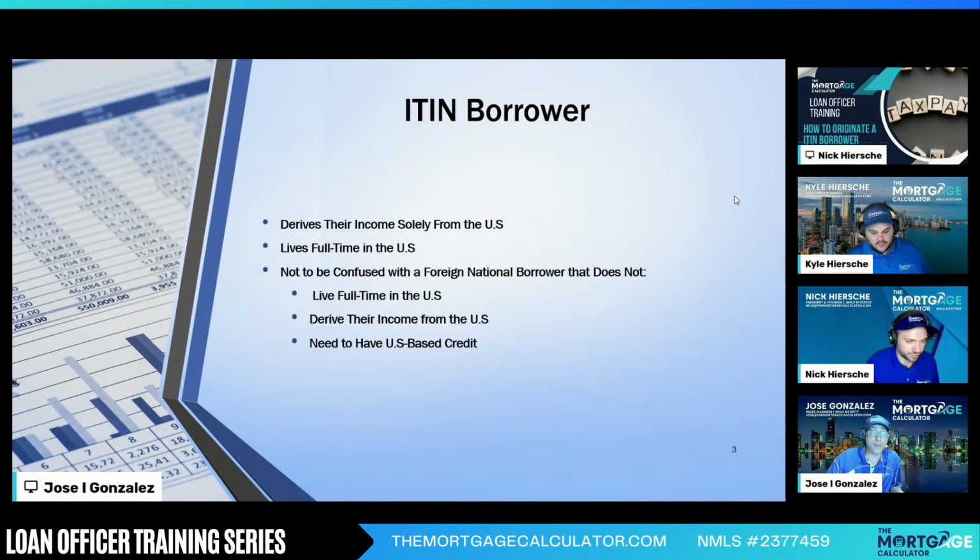Then one step up from that is the ITIN borrower, because now that ITIN borrower does have to have U.S. based credit, right? That ITIN borrower does need to derive their income from the U.S., and the ITIN borrower does need to be residing in the U.S. full time, right? So that's what makes them one step up in terms of statuses from the foreign national.